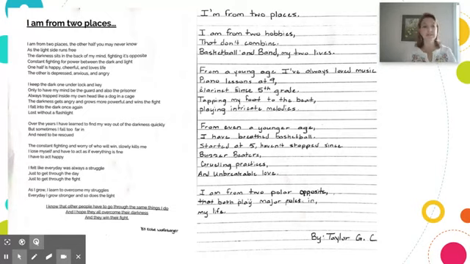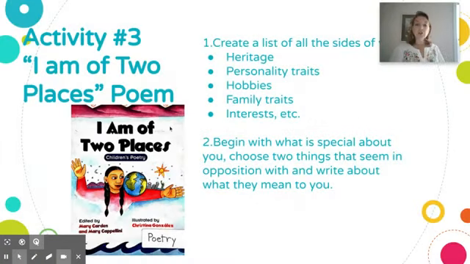And these are very strong examples. You're going to do "I am of two places." You're going to do just like my students did. We created, after we read those examples, you can go back. You're going to create a list of your heritage, your personality traits, your hobbies, your family traits, your interests. Begin with what is special about you and choose two things that seem to be in opposition, that are different, and write about what they mean to you. Don't worry about a poem. Don't worry about sentences. Just put your ideas down on paper.